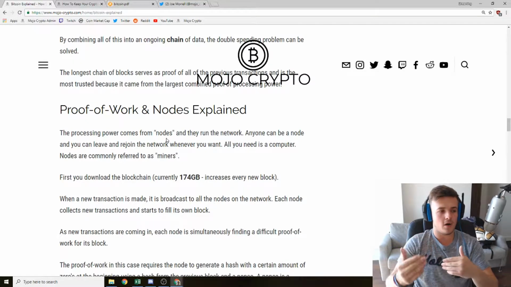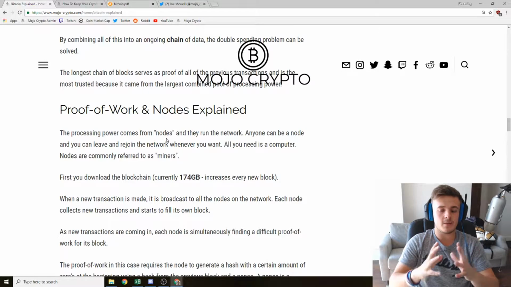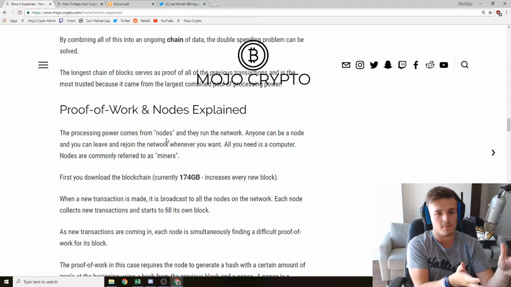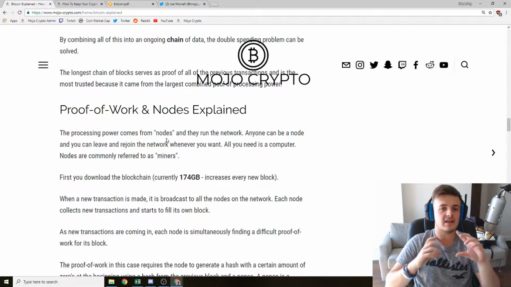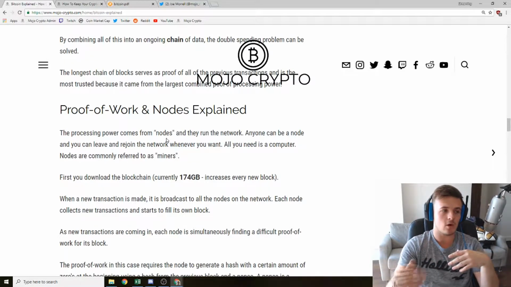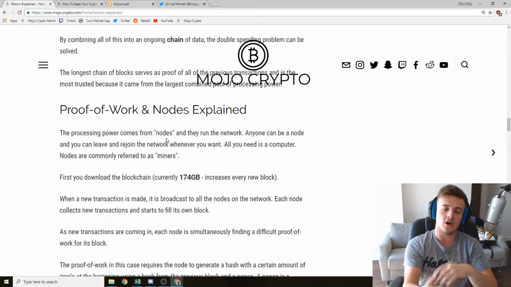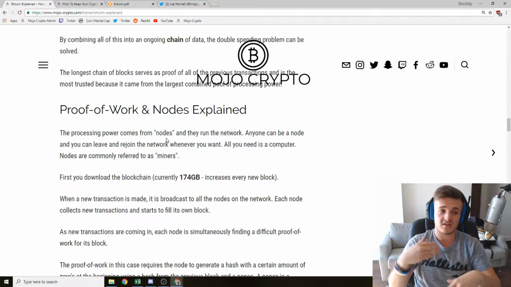Now, the beauty about nodes and computers is that anybody can be a node. You can be a node, I can be a node, my grandma can be a node, a business can be a node, a charity can be a node. All you need is a computer. You can leave and rejoin this network at will. If you don't want to do it anymore, you can leave it, and if you want to do it again, you can rejoin it. There's no bar of entry. Anybody can do it as long as you've got a good enough computer, which you don't even need that good of a computer. We're going to dive into that in a minute. You can be a computer that helps run the Bitcoin network.